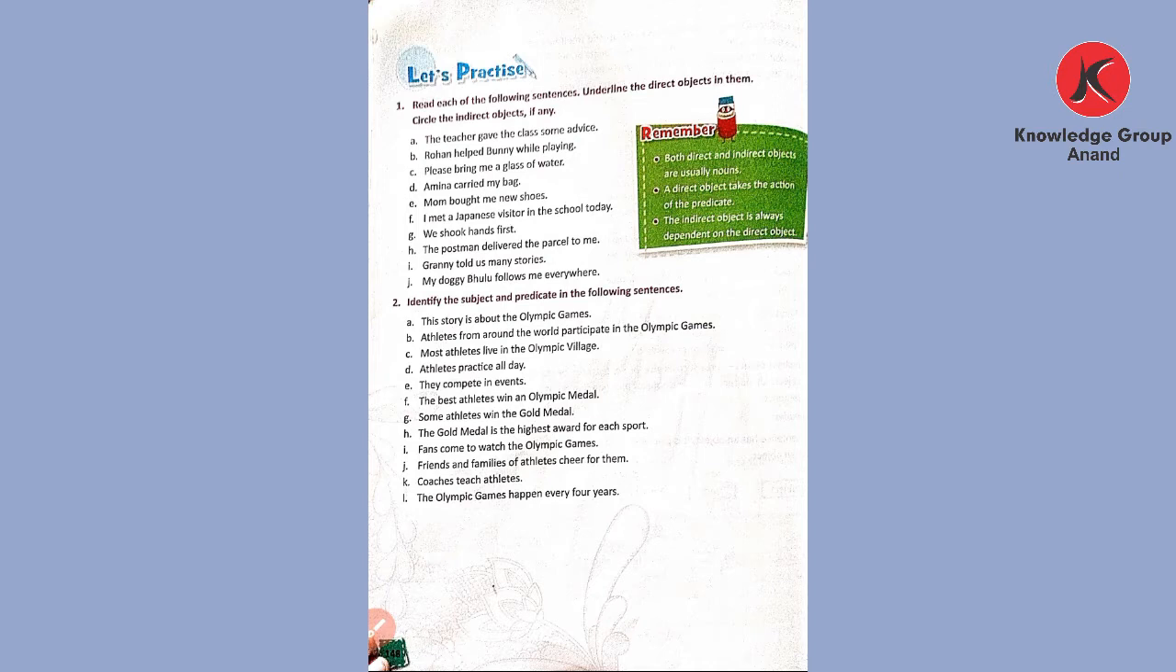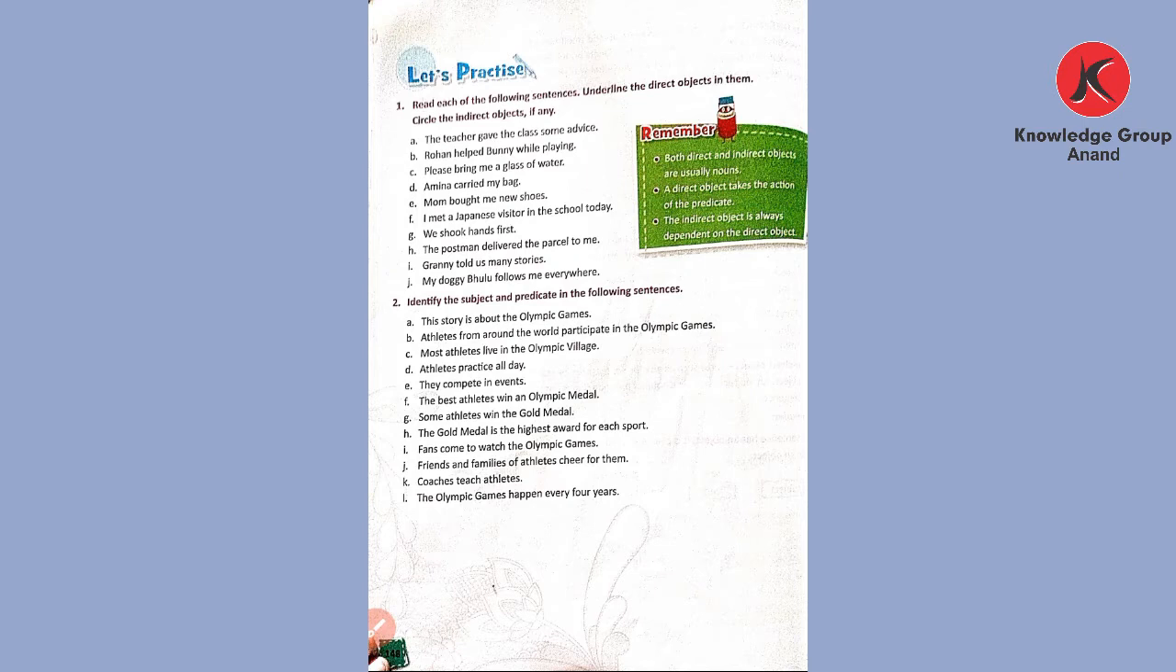Today we will be learning the exercise that is on page number 48. So first exercise, let's practice. Read each of the following sentences, underline the direct object in them and circle the indirect object if any. If any means if there is an indirect object, we have to circle it. Okay, so let's do the first one.